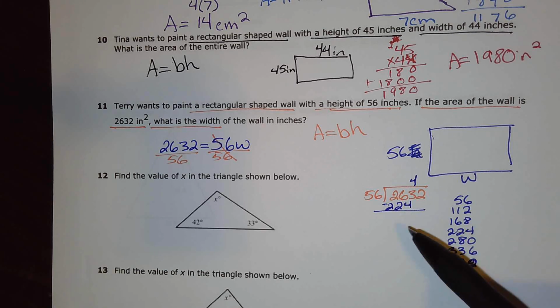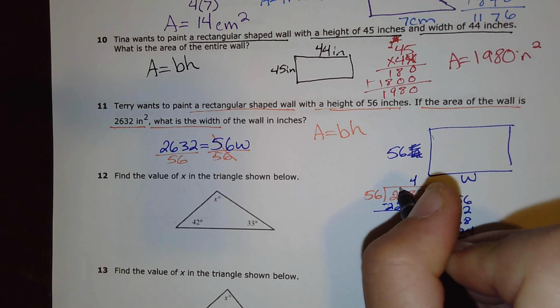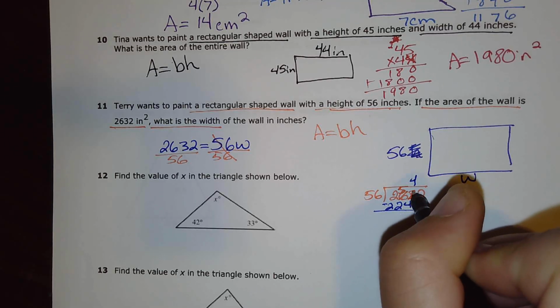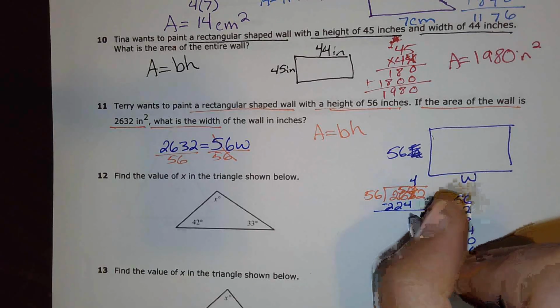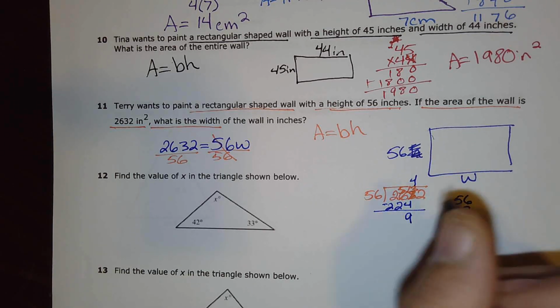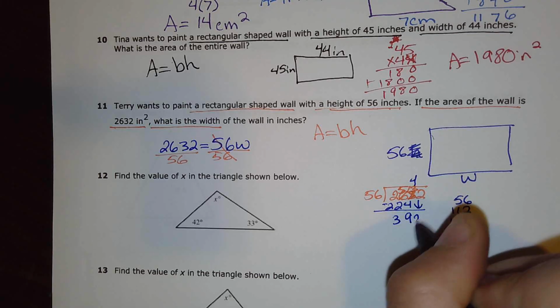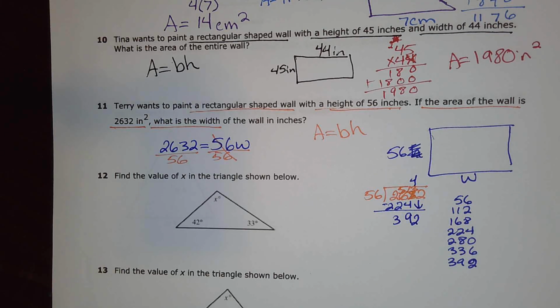224. Now I can't take 4 from 3. So I have to go over to my 6 and borrow. That's now a 5. And my 3 is now a 13. 13 minus 4 is going to give me that 9. And 5 minus 2 is going to give me that 3. I'm going to bring this 2 down. And 56 goes into 392 evenly 7 times.